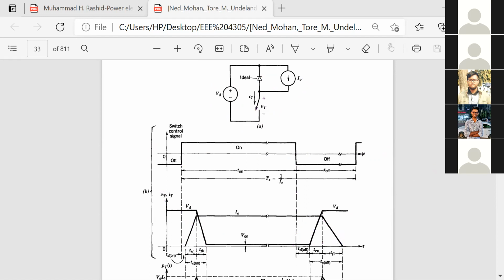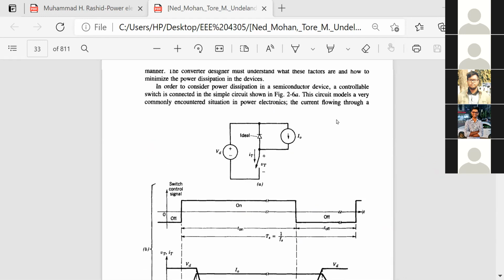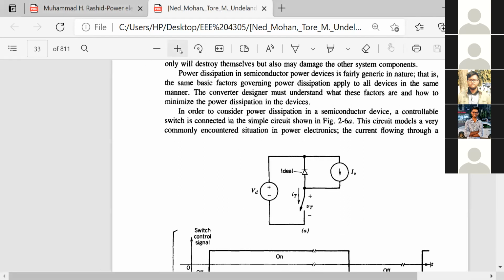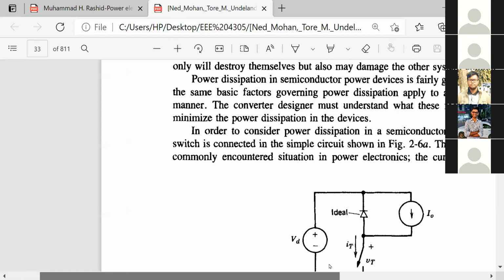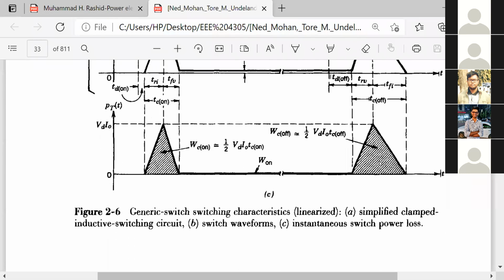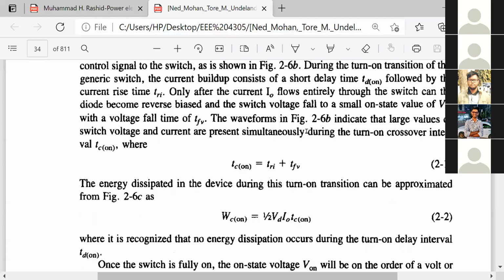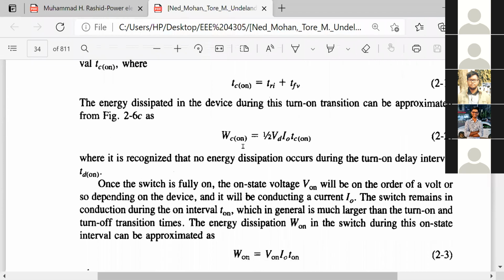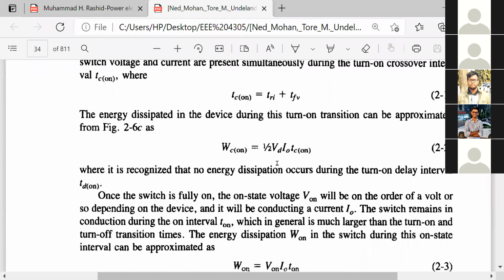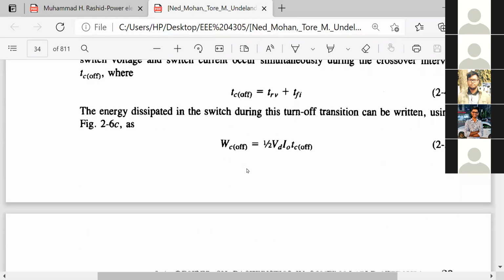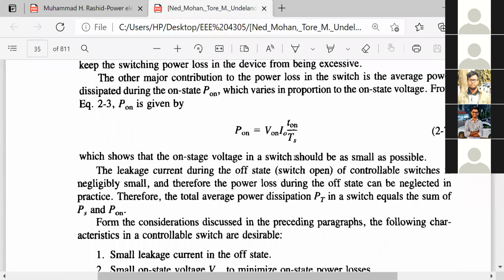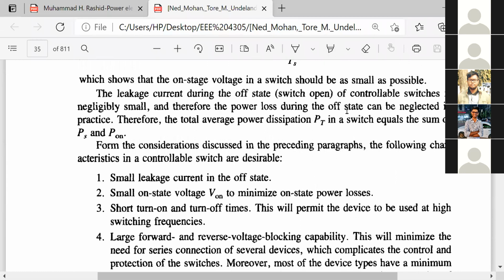So please go through it, and you will have some numerical problems to solve using this. The equation has been derived, so please go through this. The total time is the rise time of the current and the fall time of the voltage when it is on. Then this is the energy during the on time, and this is the energy during the off time, sorry. And the total energy will be this one. With that, you will be able to solve problems.